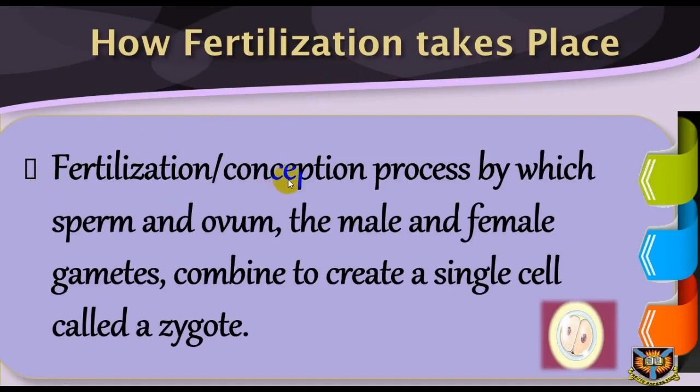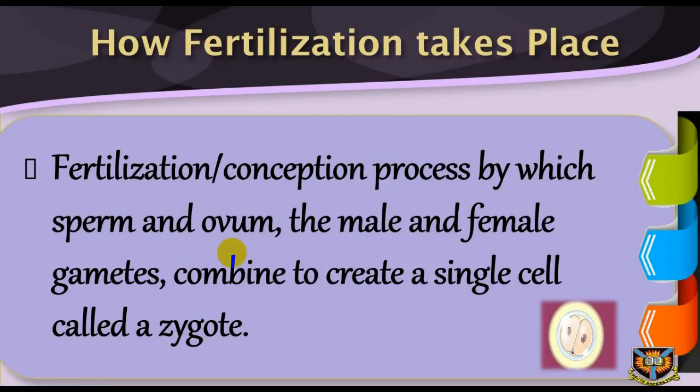Fertilization or conception is the process by which sperm and ovum, the male and female gamete respectively, or sex cells, combine to create a single cell called a zygote, which then duplicates itself again and again by cell division to become a baby.